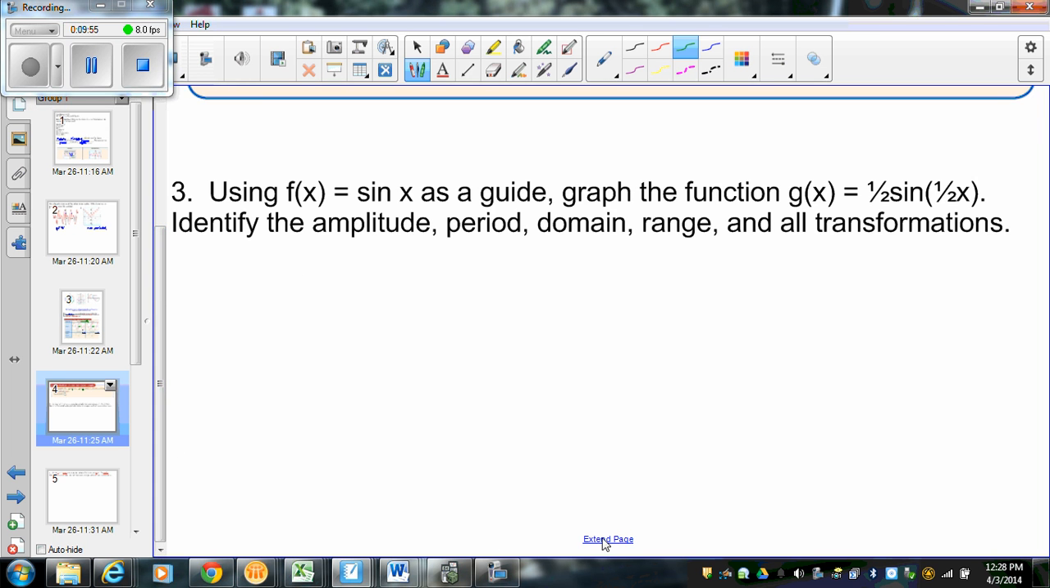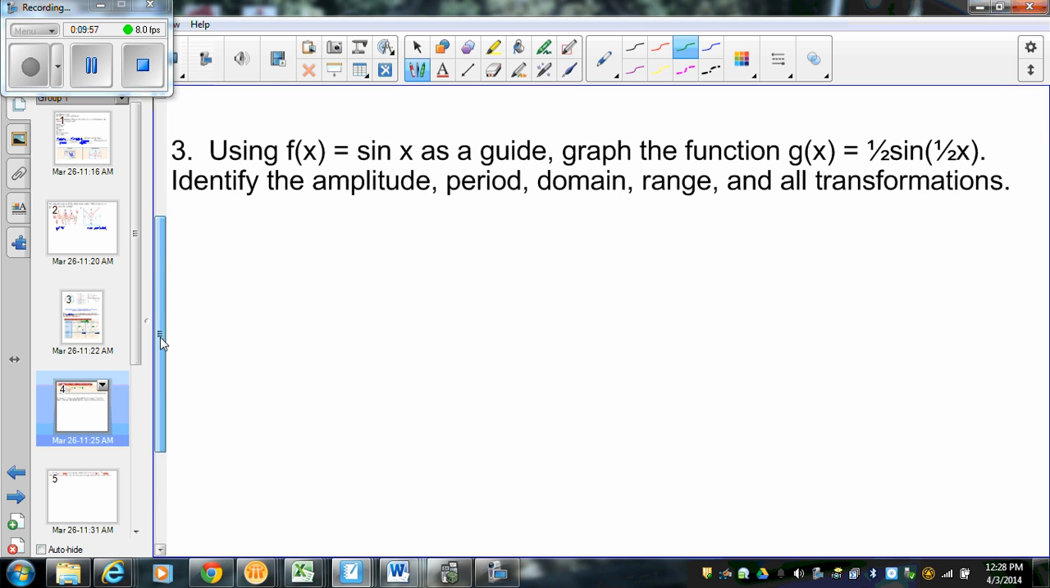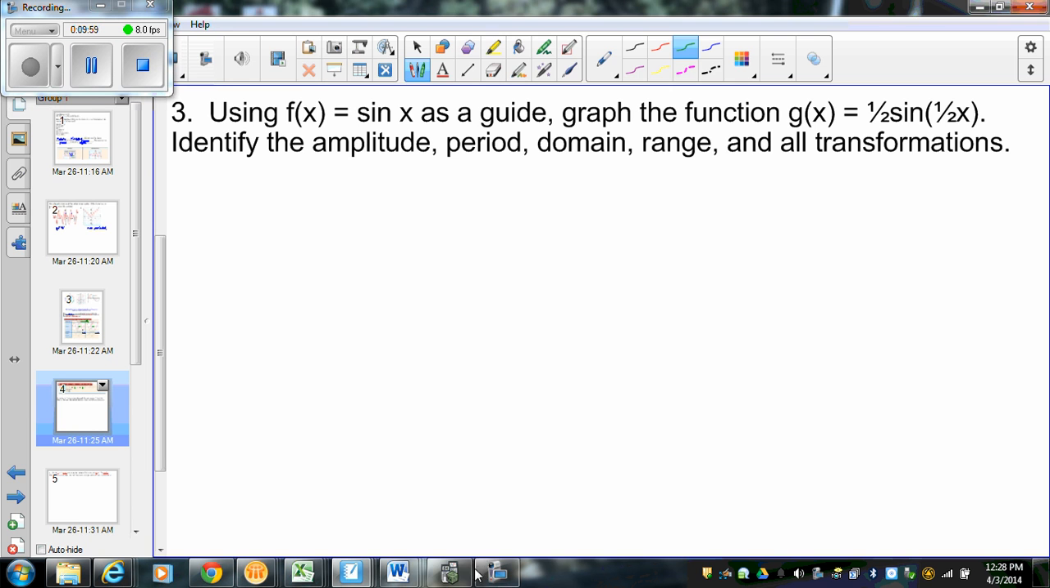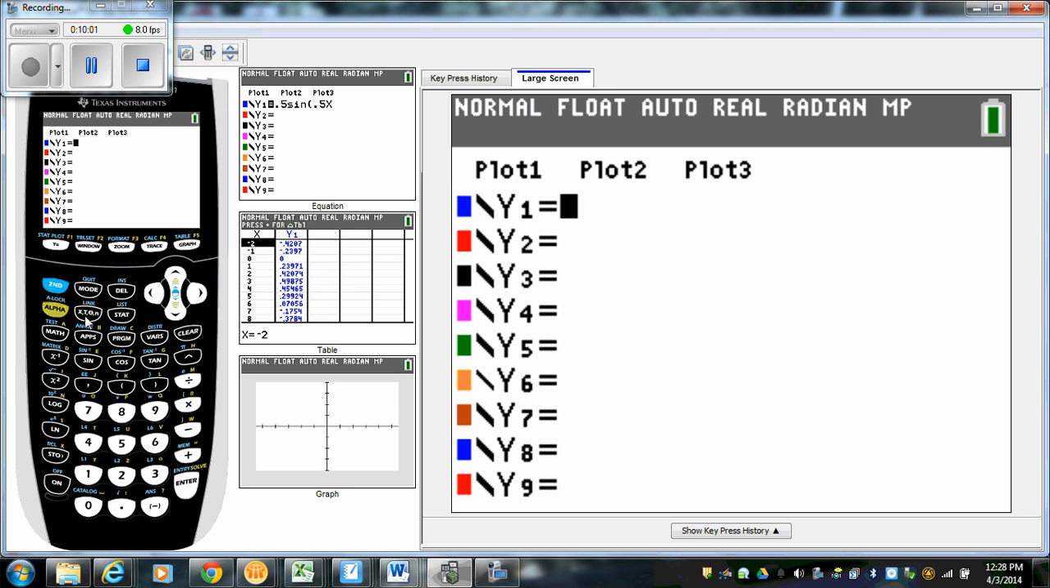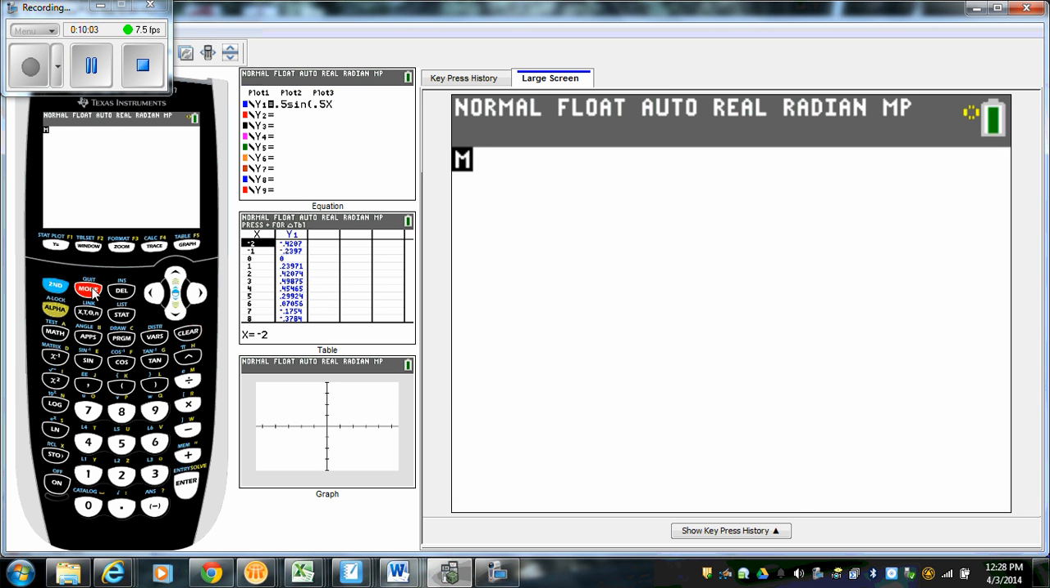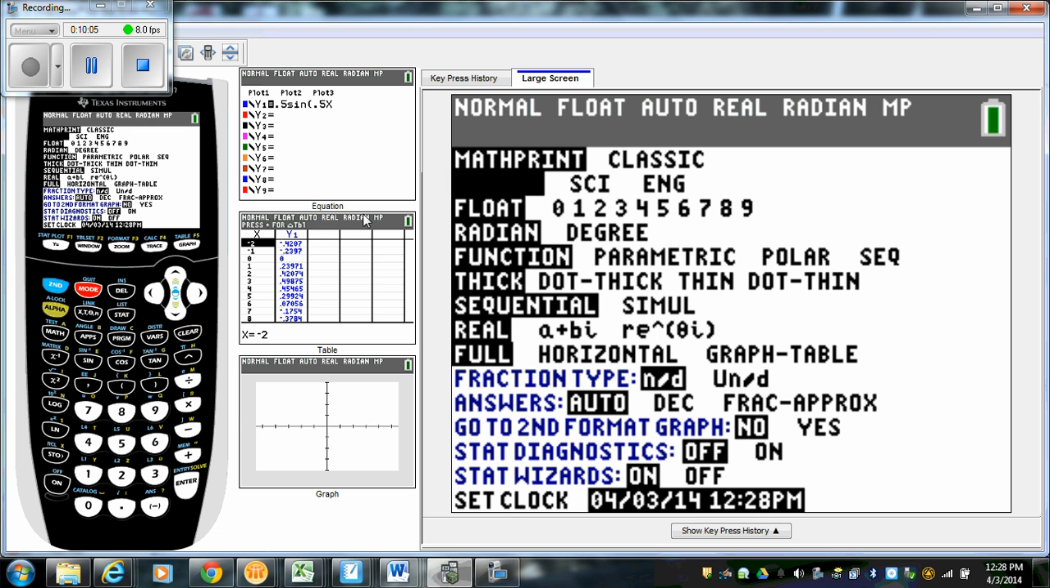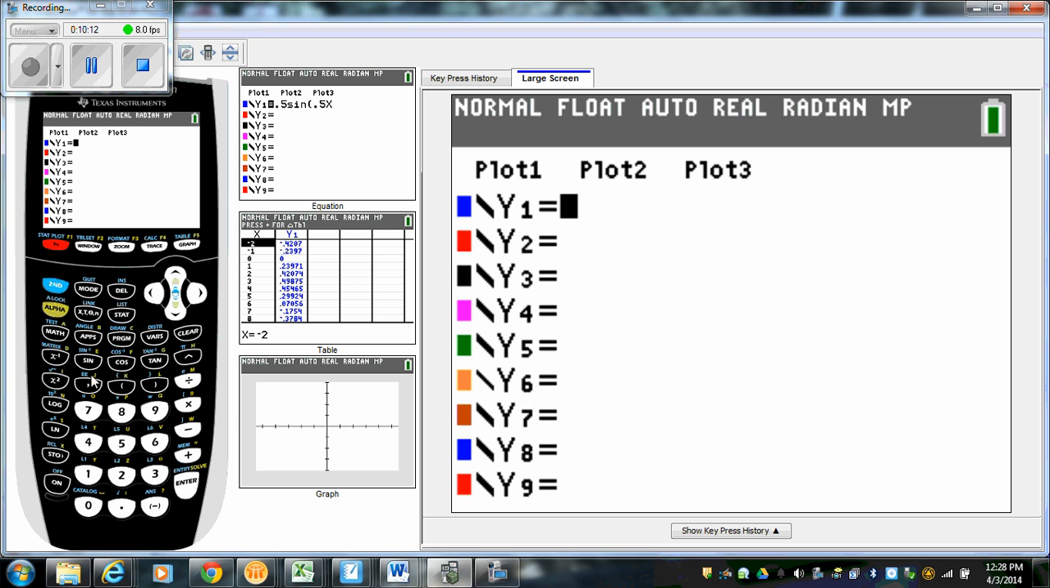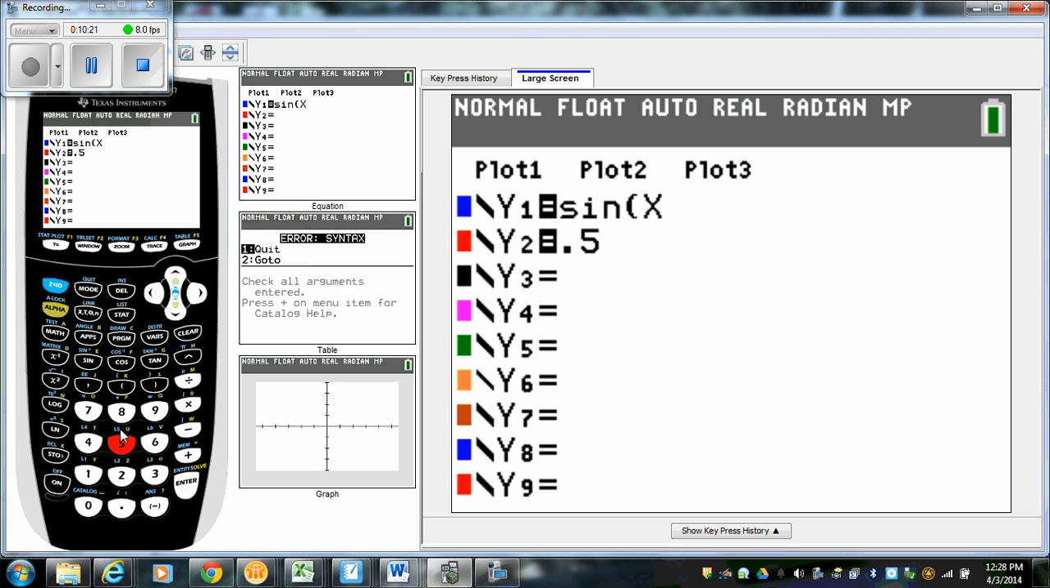So I want you to go to your calculator, and there's a couple things that we want to make sure are set and good to go. Number 1, you always have to be in radians when you're graphing these. So go to your mode and make sure that your third line here is down here on radians. Then when it is, go to y equals. In y1, I want you to type the parent graph, sine of x. And then in y2, type our g of x function, which is 0.5 times the sine of 0.5x.